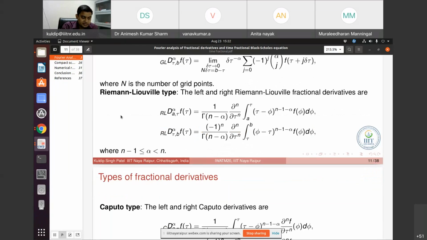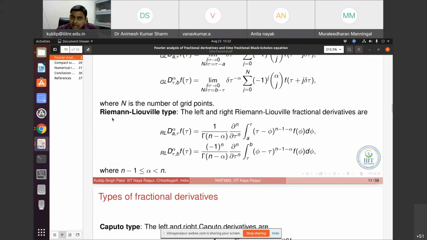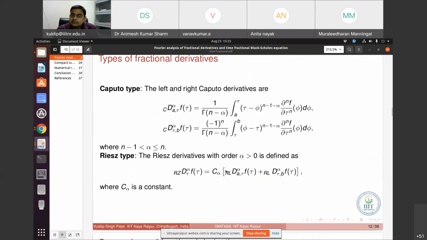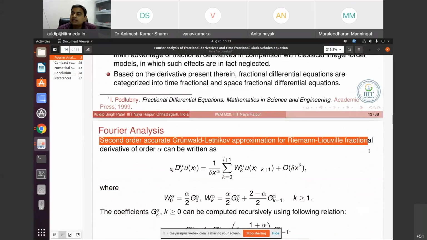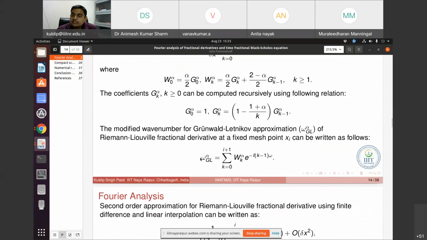So just a minute. As I said, I only worked on the Riemann-Liouville type in detail. I used the Caputo type also, but in detail I worked on this Riemann-Liouville type. For Riemann-Liouville, first is the second order accurate Grunwald-Letnikov approximation, and for that I computed the modified wave number.